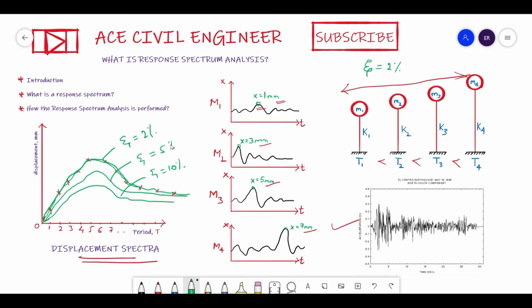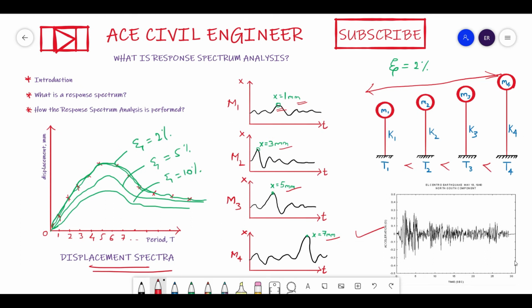So for a particular damping ratio and a particular seismic ground motion, you need to plot the peak displacements of all the oscillators with respect to their time period. That is what is called the response spectrum, friends. So I hope you understood this. Now I will show you a picture in which you can understand this concept much more clearly than with what I have drawn here.